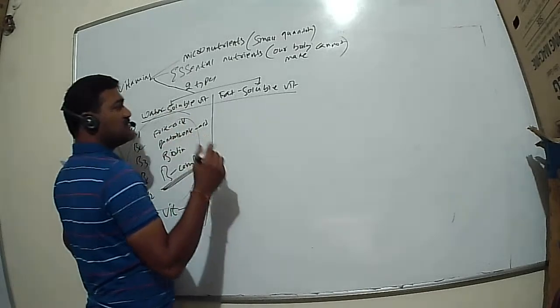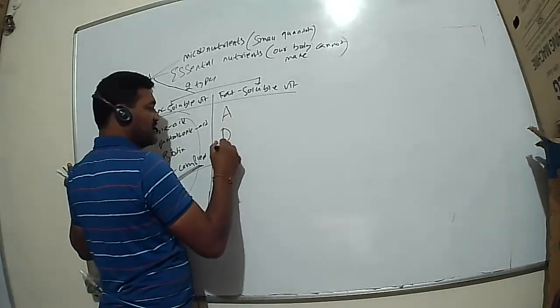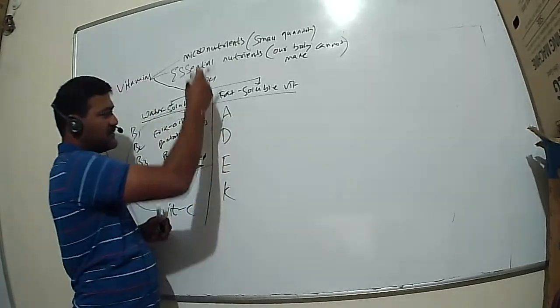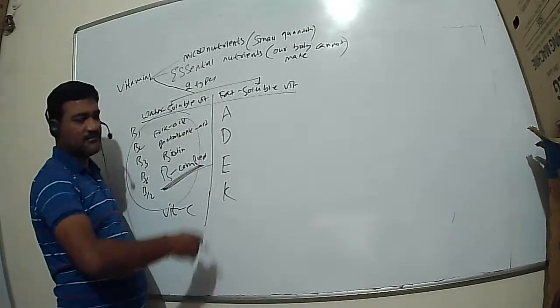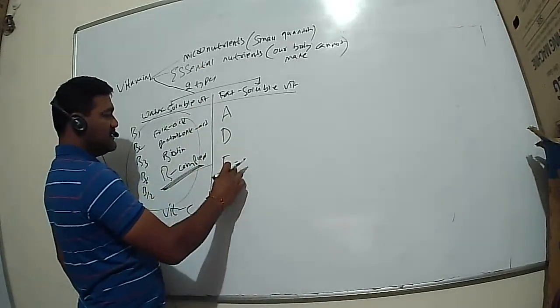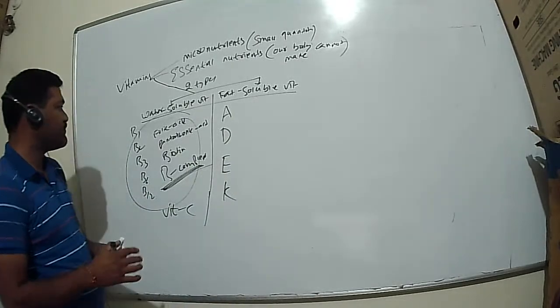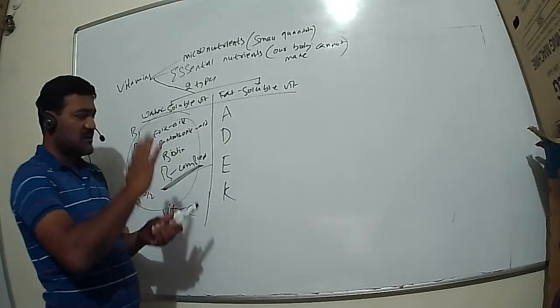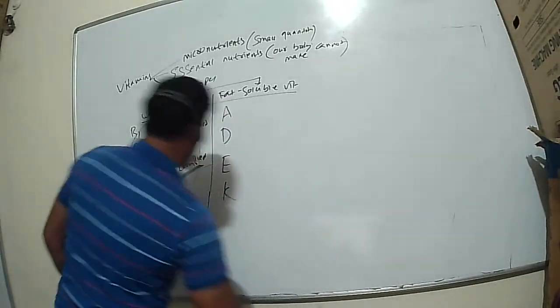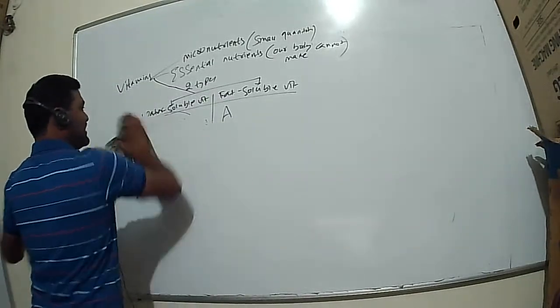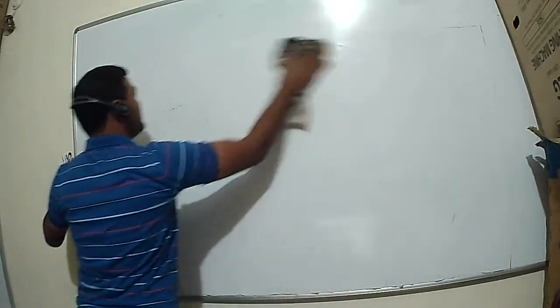Now, what are examples of fat soluble vitamins? Vitamin A, D, E, K. Just remember the word EDEK. Vitamin A, D, E, K. These are the fat soluble vitamins. Is it clear? So, water soluble vitamins and fat soluble vitamins. Now, we will see their chemical names and their deficiency diseases. This will be asked in the exam.